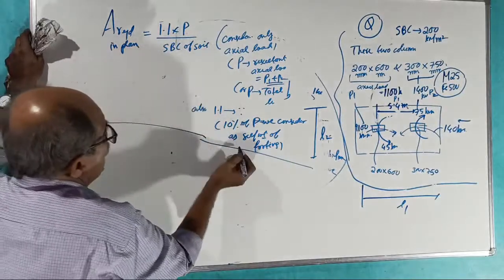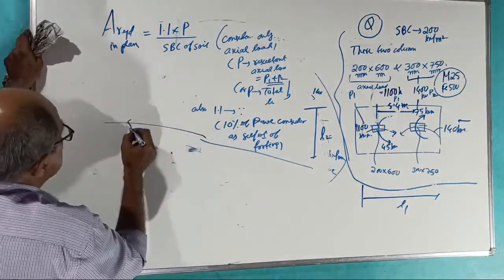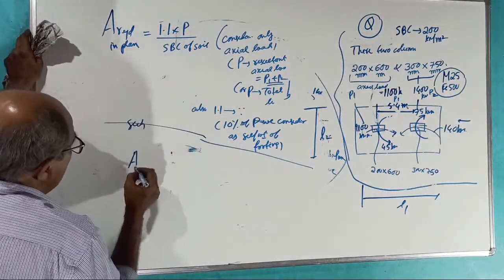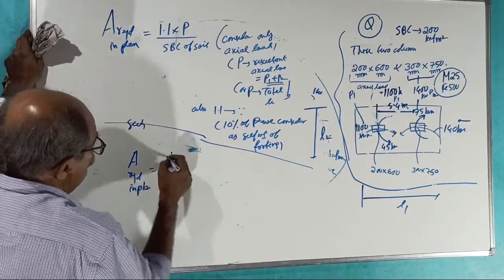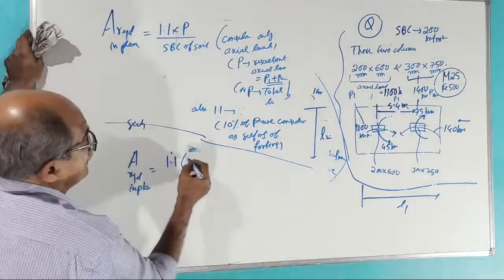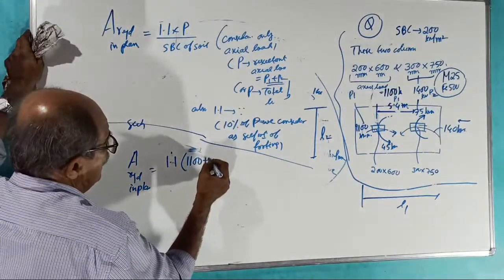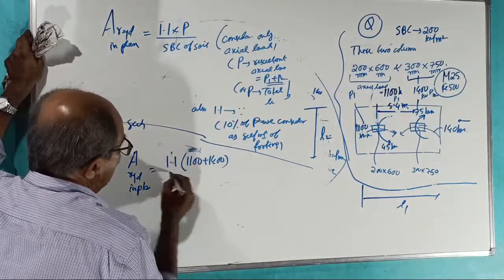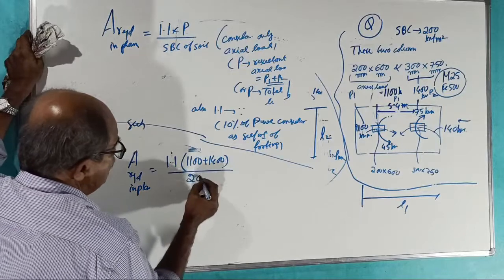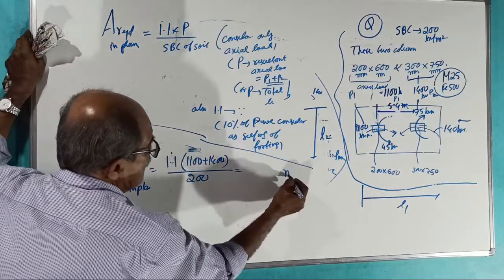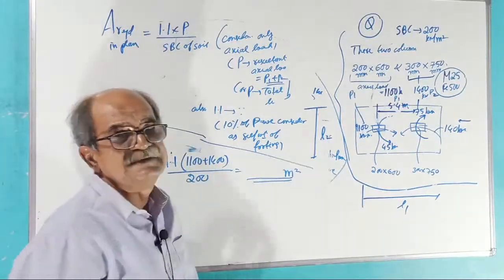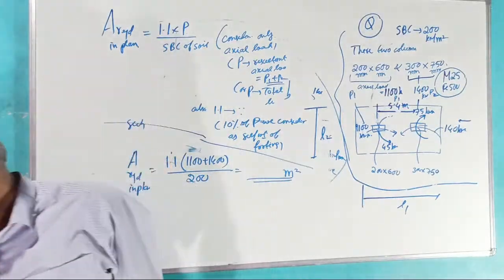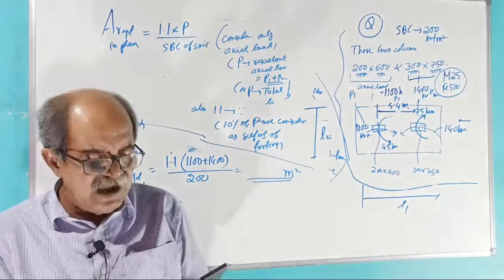Okay, but remember, therefore, substituting area required in plan equal to 1.1 times what? 1100 plus 1400 divided by SBC 200. Tell the answer in meter square. Fast. Little fast. Don't make mistake today.